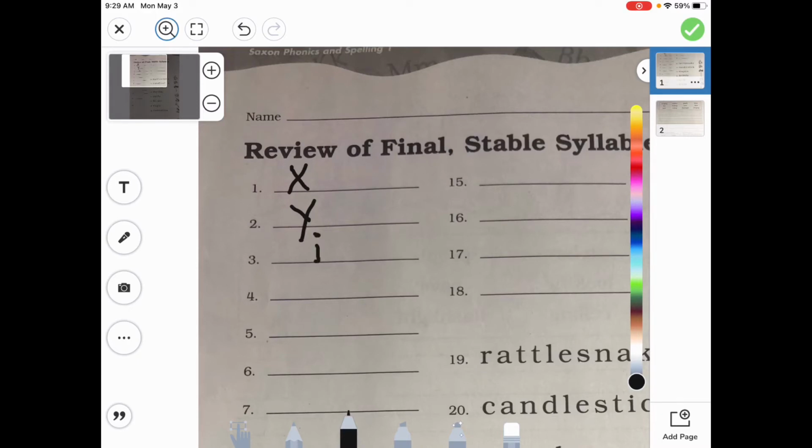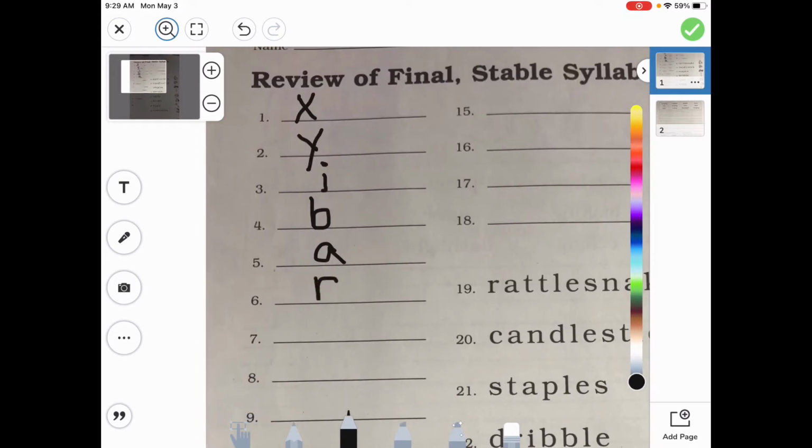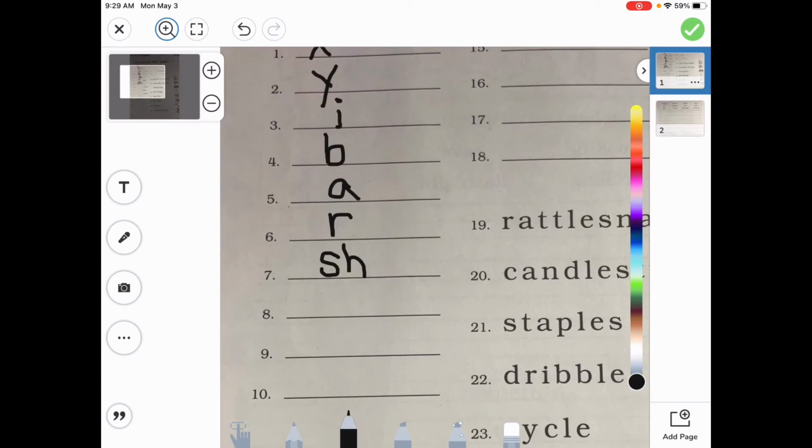I, good job. B, perfect. Then a, A, R, good job. Sh, digraph sh, good job. All right, what about the sound? M, good job. Digraph th, good job. And then g, G, perfect.